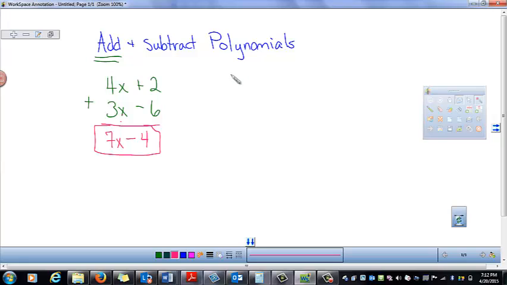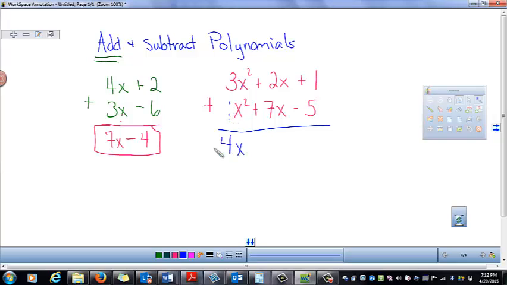So another one would be like 3x squared plus 2x plus 1 plus x squared plus 7x minus 5. And so you're going to add the ones that are the same. So if I add the ones that are the same, I have 3x squared and x squared, so we put that imaginary 1 there. So it means I have 4x squared, plus 2 plus 7 is 9x, and then 1 minus 5, or 1 plus negative 5 gives me a negative 4 because 5 is bigger. Now here I have an x squared and an x. These are different, so I'm done because everything is different.